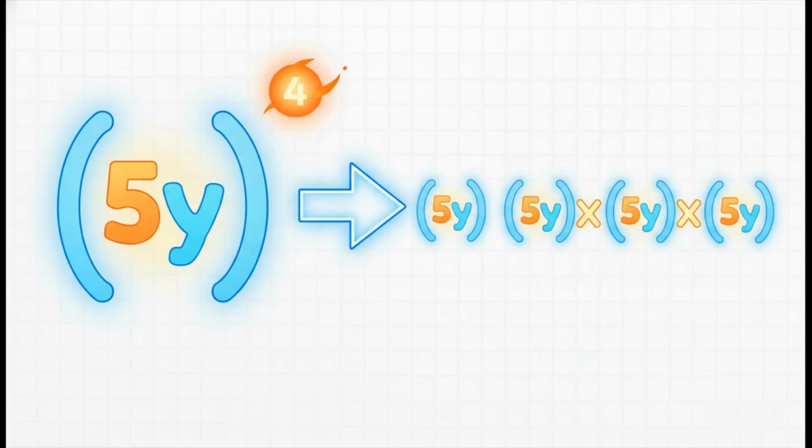Now this is a really important point. The base isn't always just one little letter or number. When you see parentheses, like here, in 5y to the 4th, the entire thing inside those parentheses is the base. So this means we're multiplying the whole group, 5y, by itself 4 times.